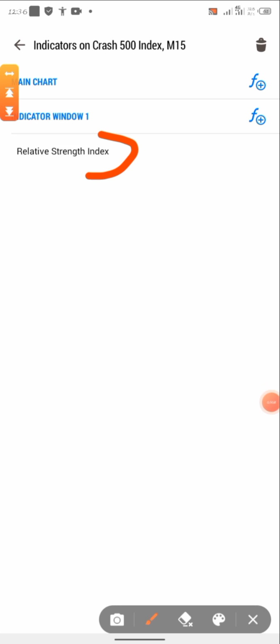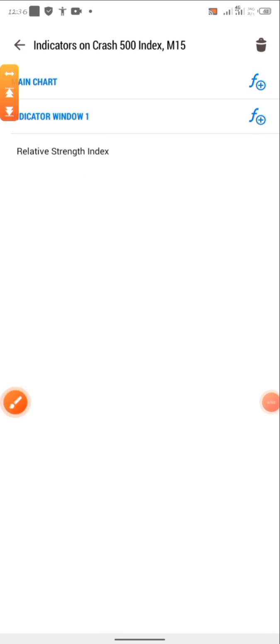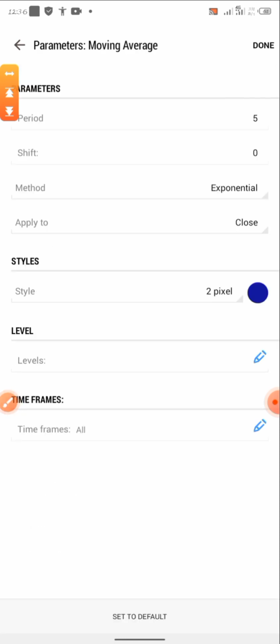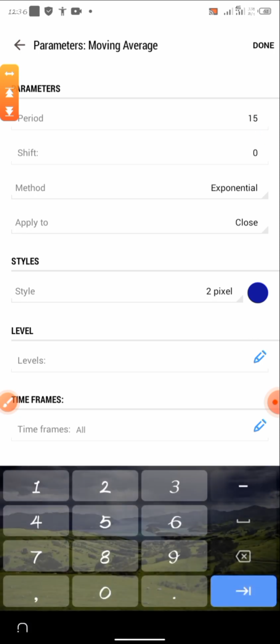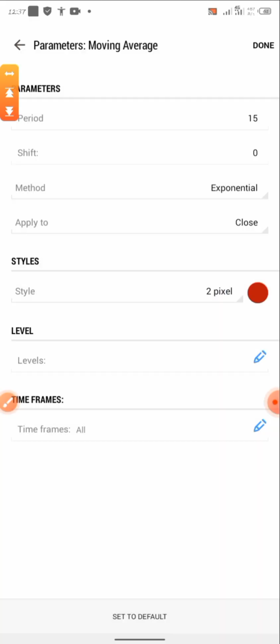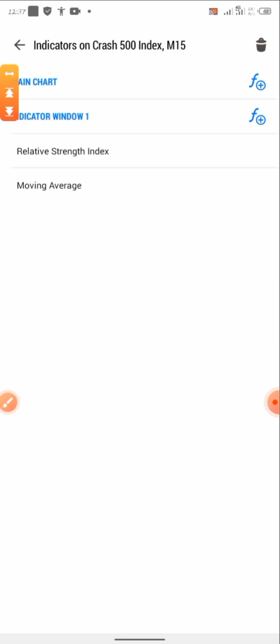Now the second thing we are going to add is our moving average. Click on this icon right here, then add your moving average. These are the parameters for the moving average. For the first moving average the period is 150, shift 0, method is exponential, apply to close, and the color is red. After setting everything up like this, click on done. Then we have our moving average.